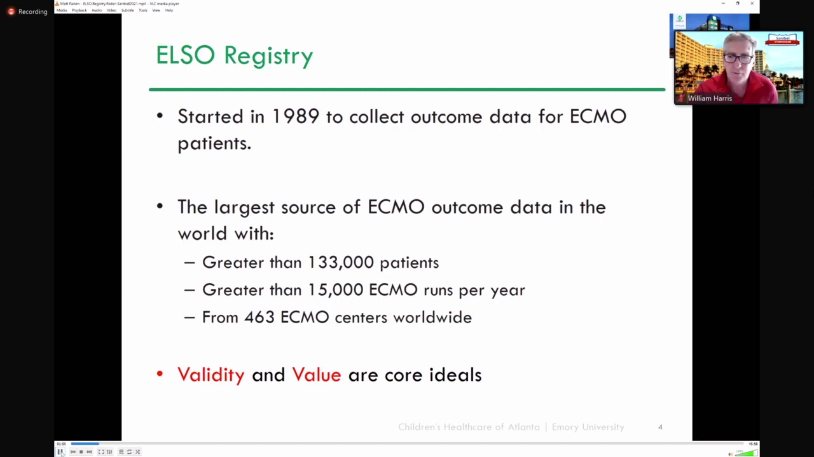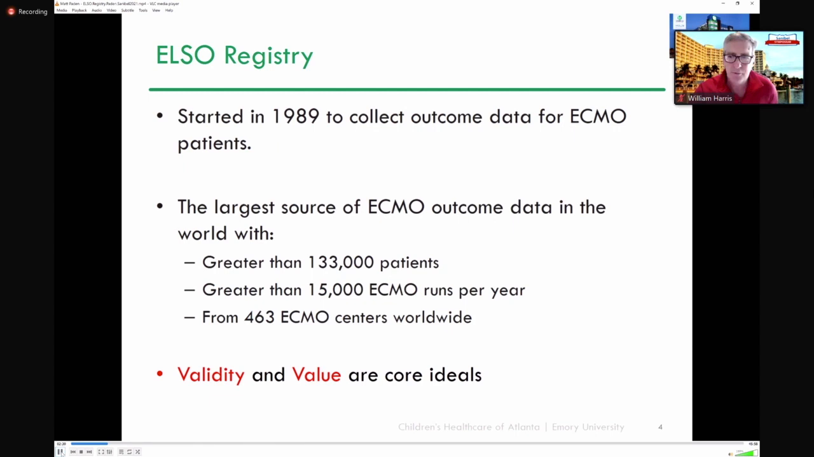ELSO registry is the largest source of ECMO outcome data in the world. We have a little over 133,000 patients at the end of 2020. We're collecting a little over 15,000 ECMO runs a year that are distributed over the 463 ELSO centers worldwide that contributed data in 2019.